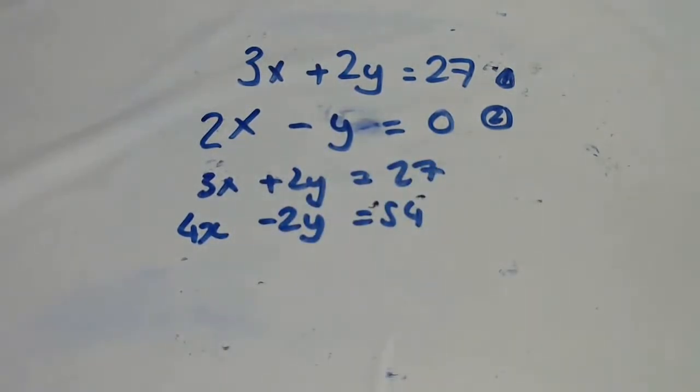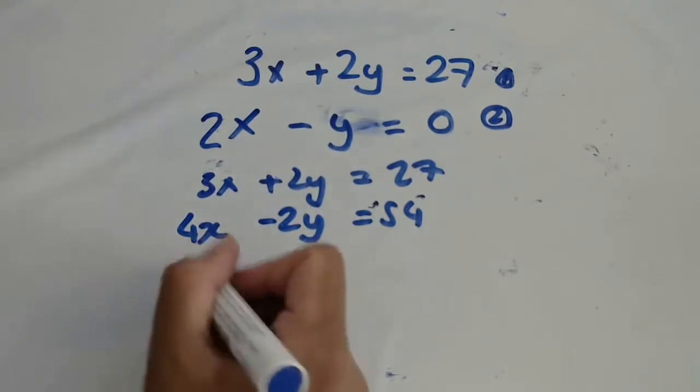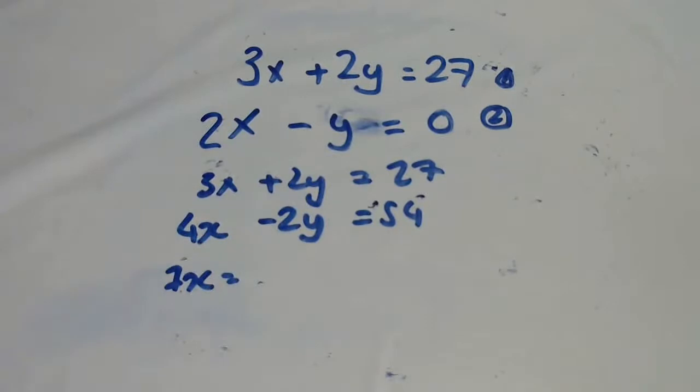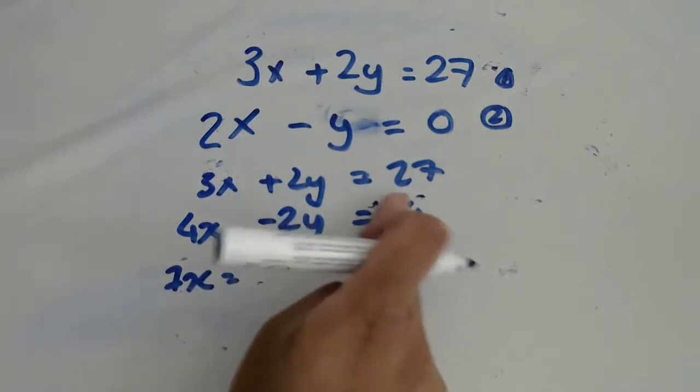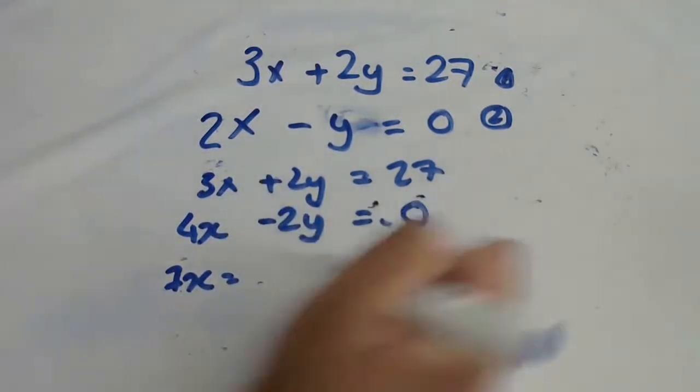You cancelled x? How? Times by 1.5. You could, but the y is the one to do. I'm not saying you're wrong, just don't do it because your life's going to be difficult. Now you can just add these and you get 7x equals 54. Just check I've got this right. That's 0 there. Still 0.